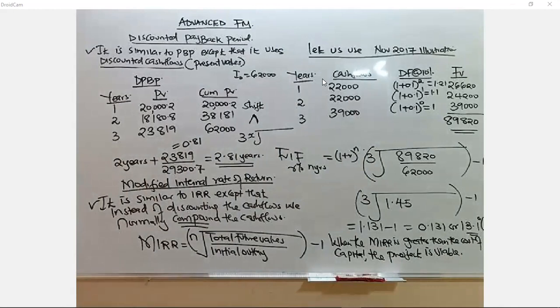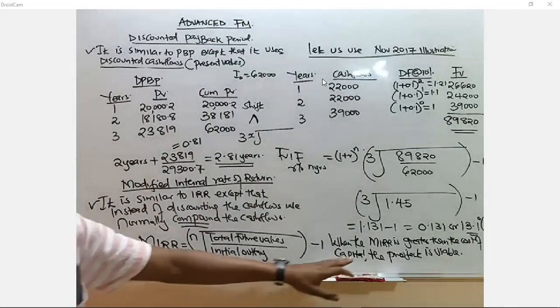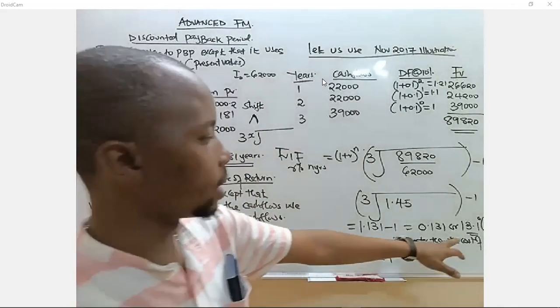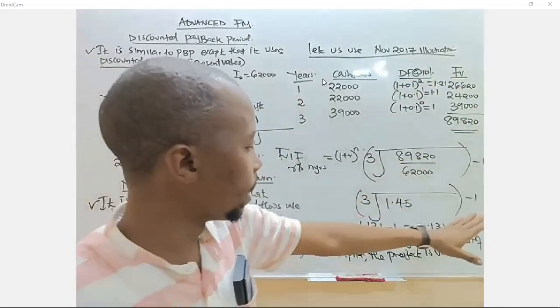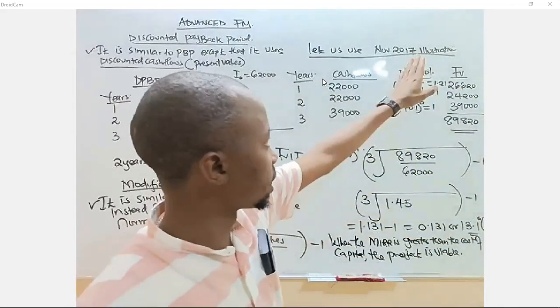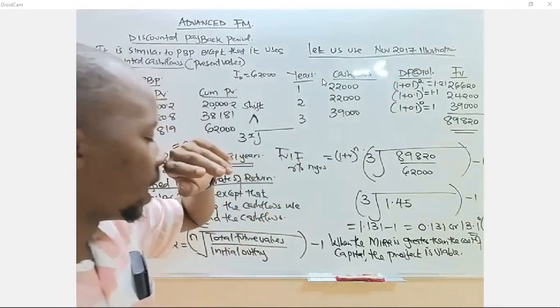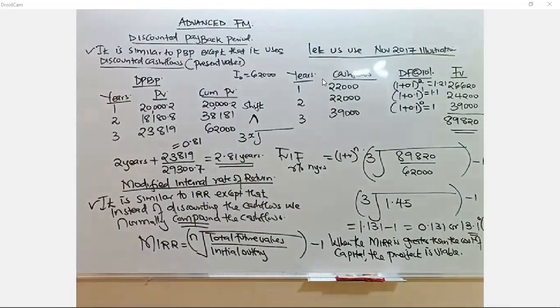Because our MIRR, we can see it is 13.1%. Our cost of capital is 10%. Every time I calculate my MIRR and it is greater than the cost of capital, then the project is viable.